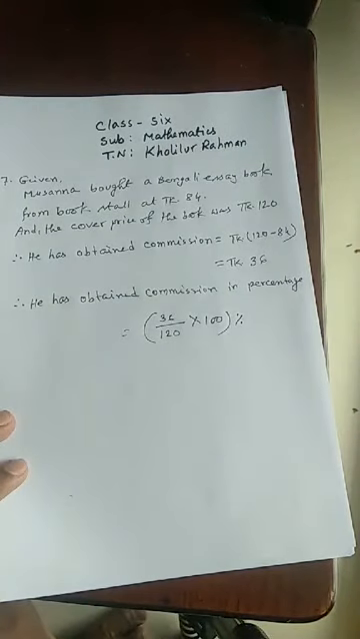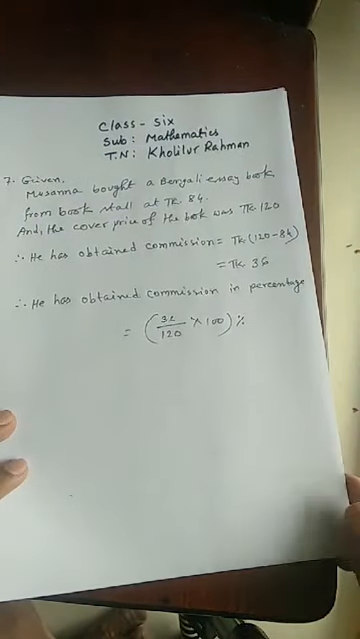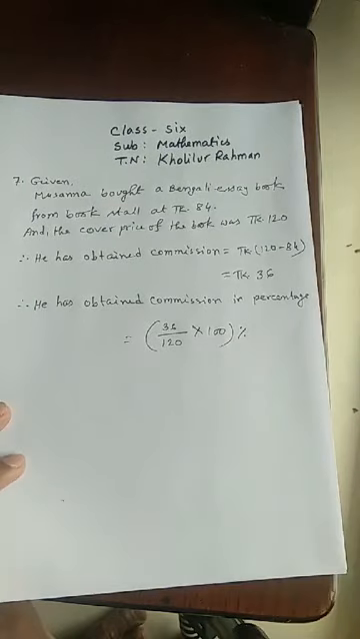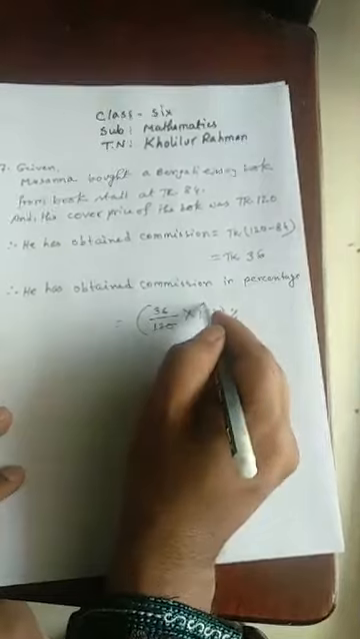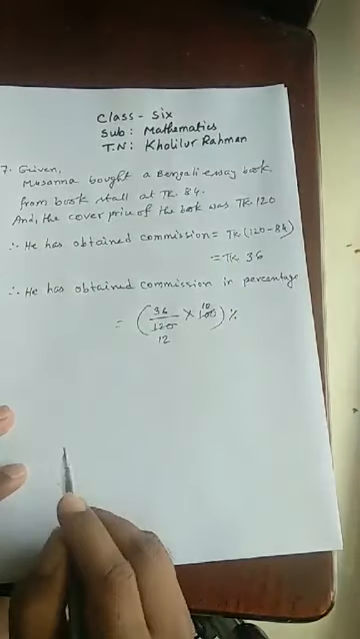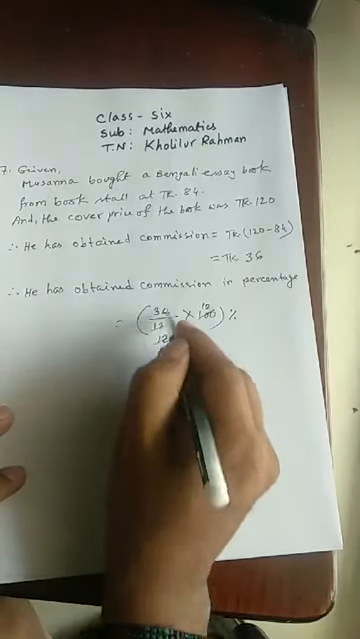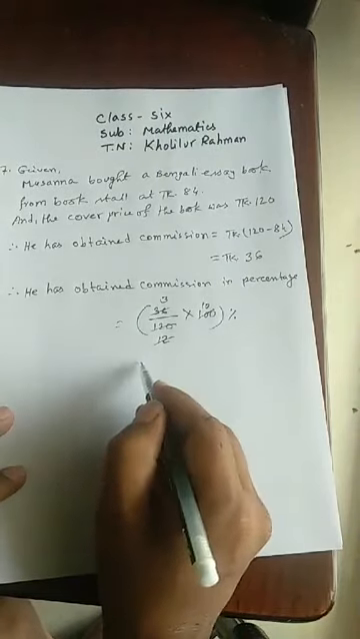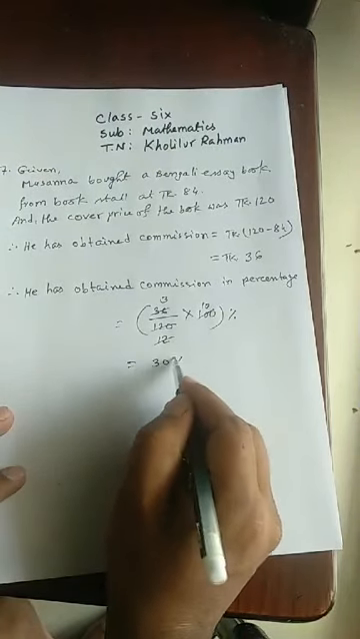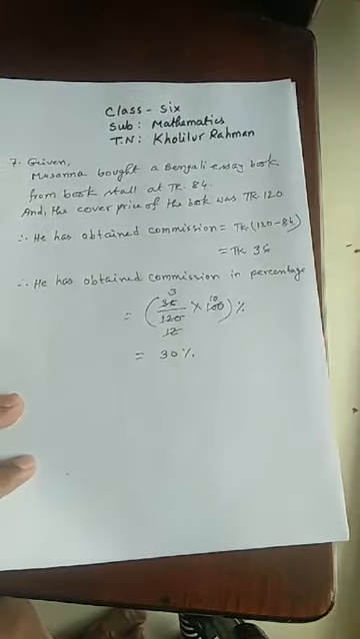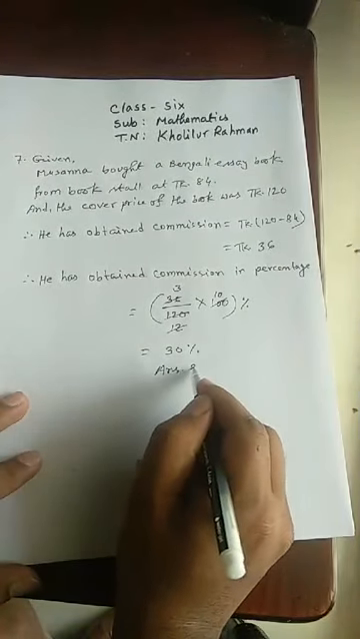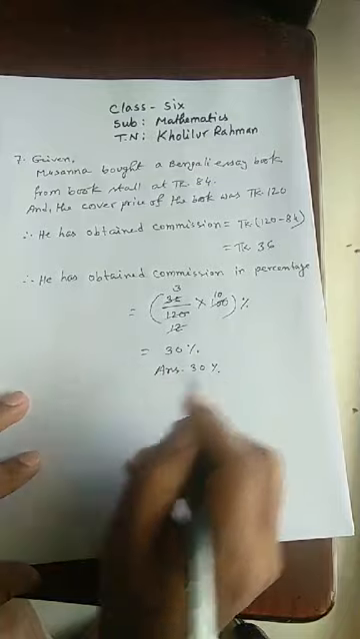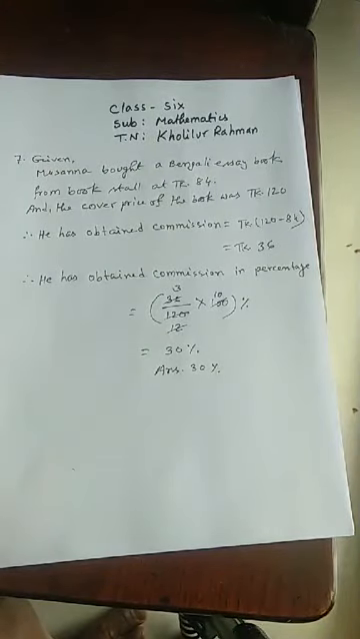So now cut it. We can cut it first by 10. 10 tens are 100, 10 12s are 120. 12 3s are 36. So it will be 3 tens are 30. Answer: 30%. Okay, have you understood?